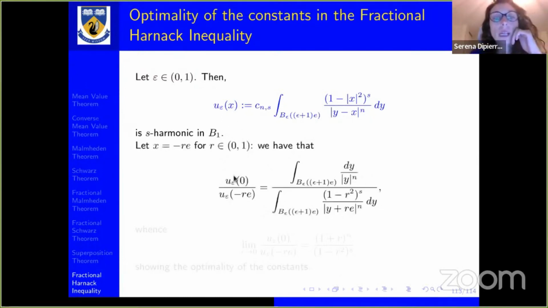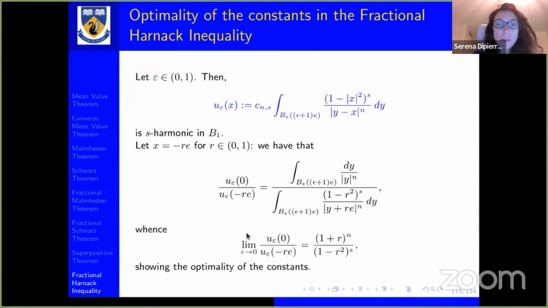Okay, so now let's write what u epsilon at 0 is. x is equal to 0 here. So this is the integral over the ball of just dy divided by |y| to the power n. And then if I pick x to be minus re, then u epsilon of minus re is again this integral. And here I have 1 minus r squared, because the norm of x is r, and then |y plus re| to the power n.